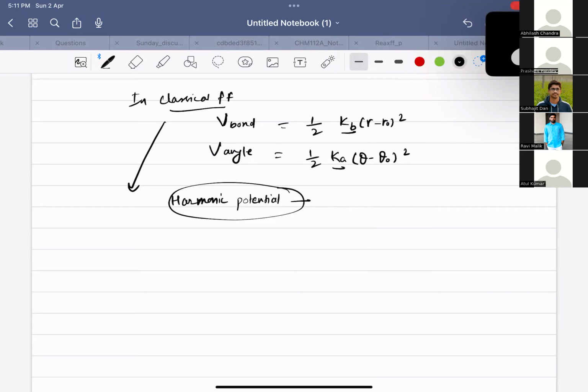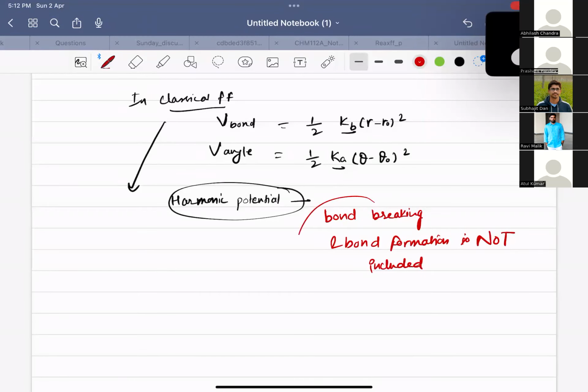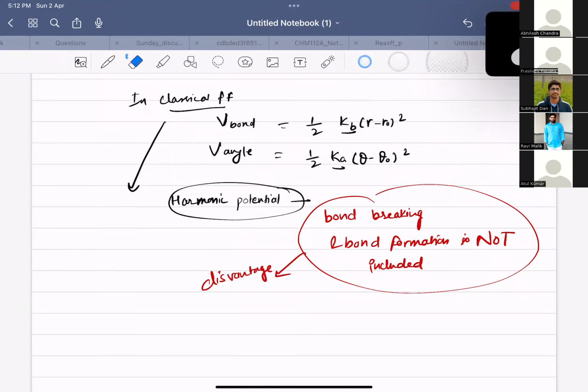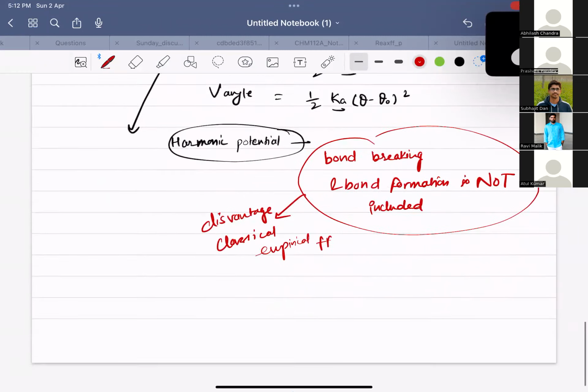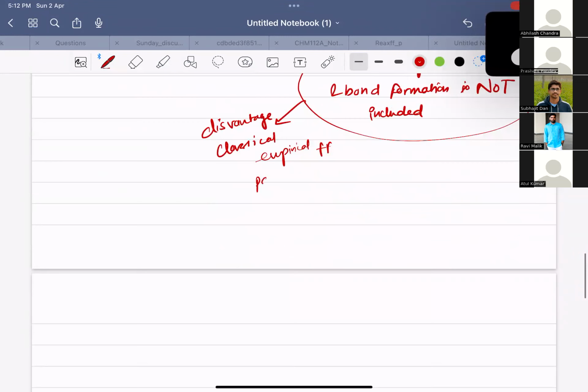this classical force field has a disadvantage: it cannot include the bond breaking and bond formation of the molecule. Bond breaking and bond formation is not included, which is a disadvantage of this classical empirical force field. And all these empirical force fields have a set of parameters that are to be calculated either from experimental data or from ab initio calculations.